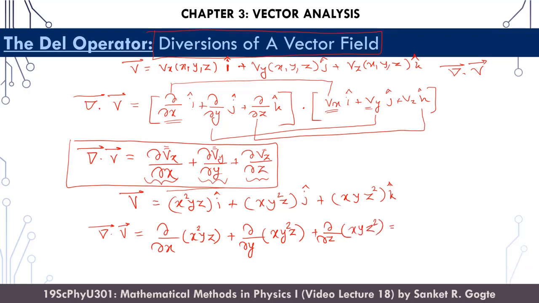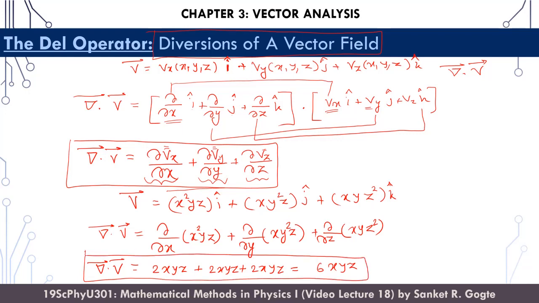which is equal to, let me write it here, so del dot v is going to be equal to 2xyz plus 2xyz plus 2xyz, and this is equal to 6xyz. Now you can see that this divergence of the given vector field is a scalar field, and this is true in general. No matter what the vector field given is, the divergence of that vector field is always a scalar field. Now, given a point x, y and z, you can plug in the values in the relation that we have obtained here and calculate the divergence of the vector field at that point.